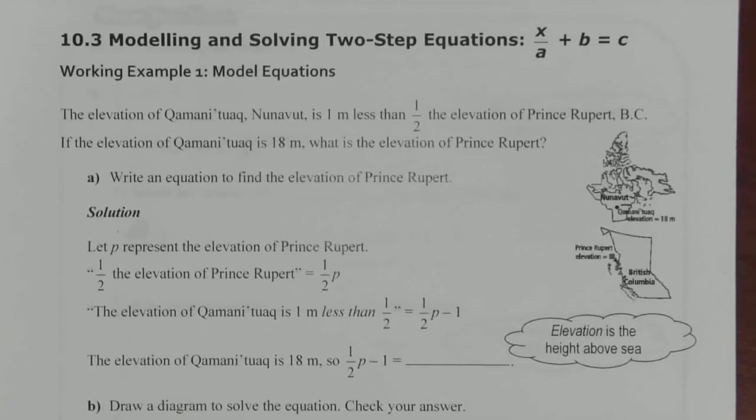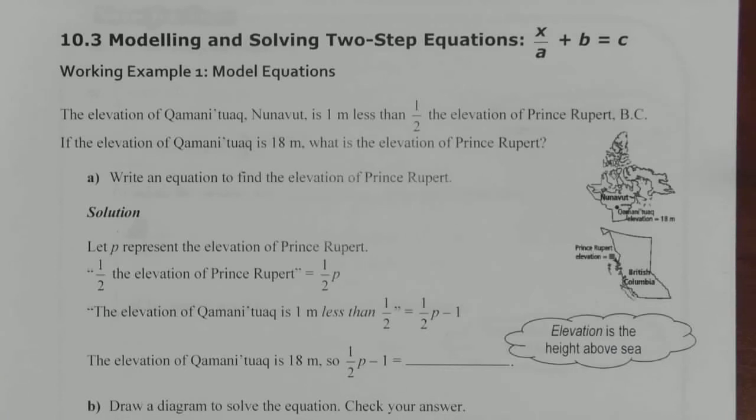Alright, hello grade 8s. We're going to work on section 10.3, modeling and solving two-step equations. And these equations are in the form of x divided by a plus b equals c. And again, a, b, and c are integers, and x represents a variable.